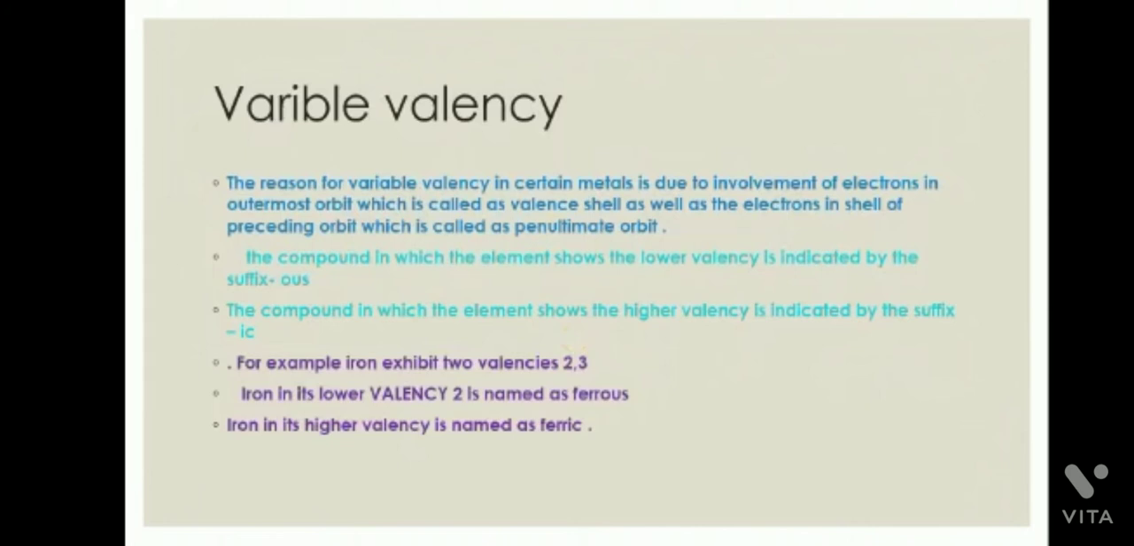Next, variable valency. This is a very important topic. The reason for variable valency in certain metals is the involvement of electrons in the outermost orbit, which is called the valence shell. We already know that, right? As well as the electrons in the shell of the preceding orbit, which is also called the penultimate shell.